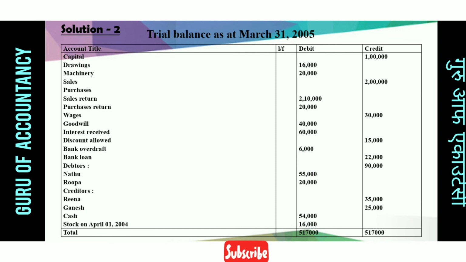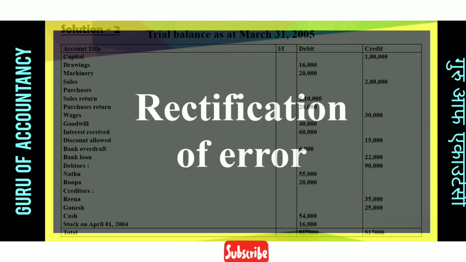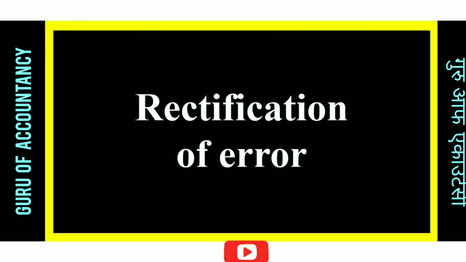You can see here solution is given, trial balance as at March 31st 2005, debit balance is written in the debit column, credit balance is written in the credit column, all the accounts are written, their balances are written, and balance sheet total is equal 5,17,000, and here balance sheet gets tallied. So dear student, after trial balance our next topic is rectification of error. If there are some error, then how to rectify it, this we will see in my next video.